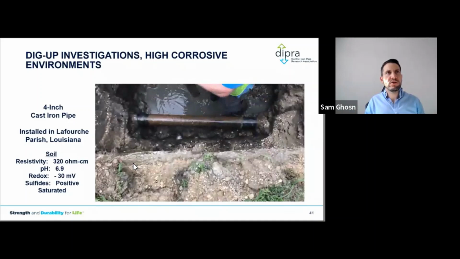And while my colleague is removing this polyethylene encasement, you could see some rust on the pipe. This is a very corrosive environment. Swamps in the Lafourche Parish, 300 ohm-centimeter soil, saturated soil with positive sulfides. So these are also called nasty environments. So perfect environment to test any corrosion control method on metallic pipes.